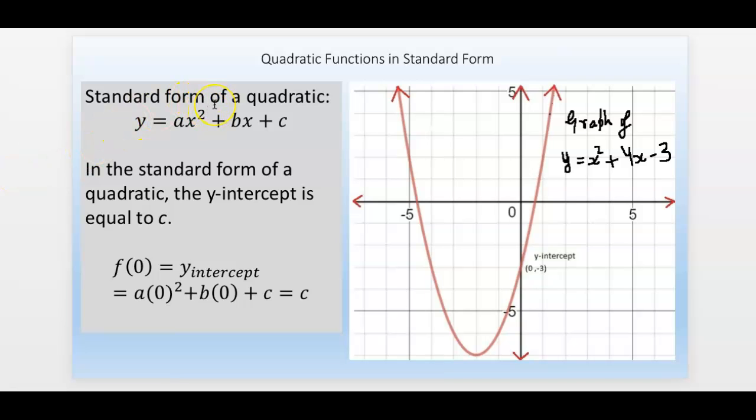Again, standard form. Another bit of information that standard form gives us is that the y-intercept is readily available. It's c. Where it crosses the y-axis, it's c. That's one thing the standard form gives you right away, the y-intercept, because when x is 0, y is c, and x is 0 where it crosses the y-axis. So that's another bit of information that we can get from the standard form just by looking at it. No calculation needed.